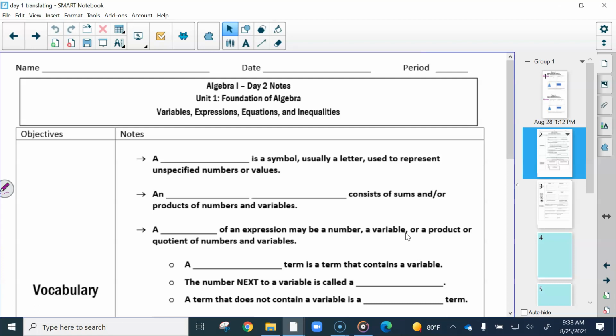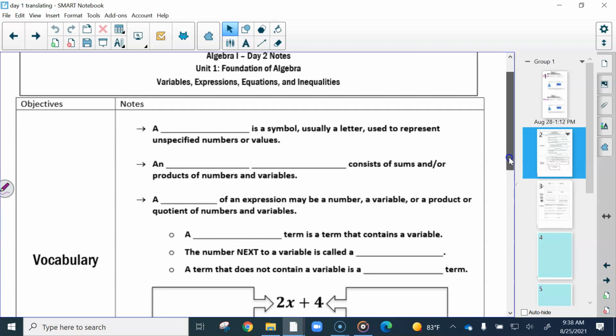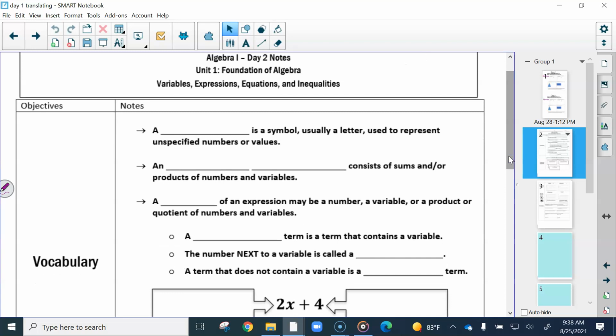As long as I know the gist of what you're trying to say. This has probably the most vocab out of all of them, and the others won't have as much. Some of this may be even more familiar to you. Some of these words you may have even said last class. A variable is a symbol, usually a letter, used to represent unspecified numbers or values.